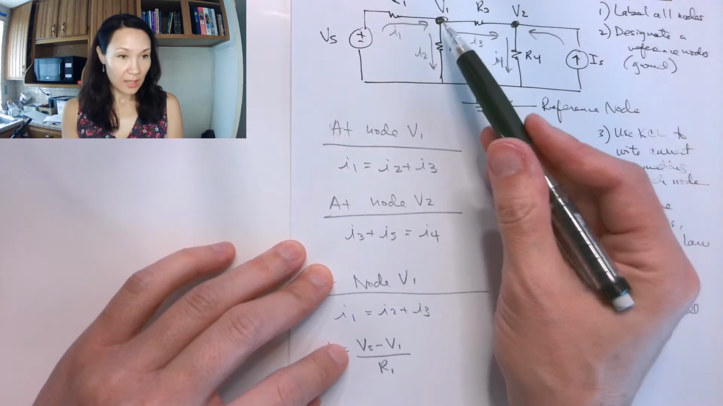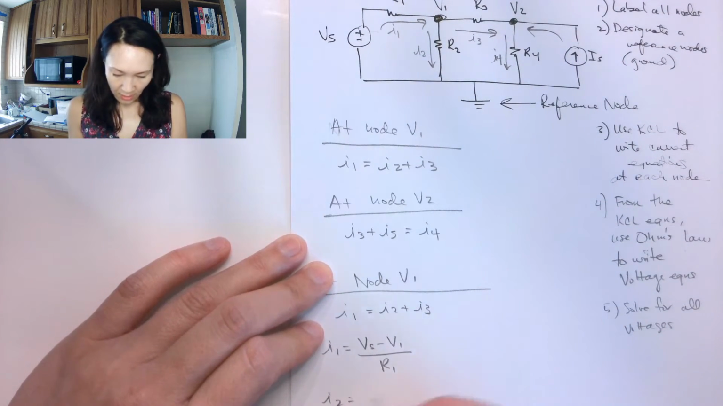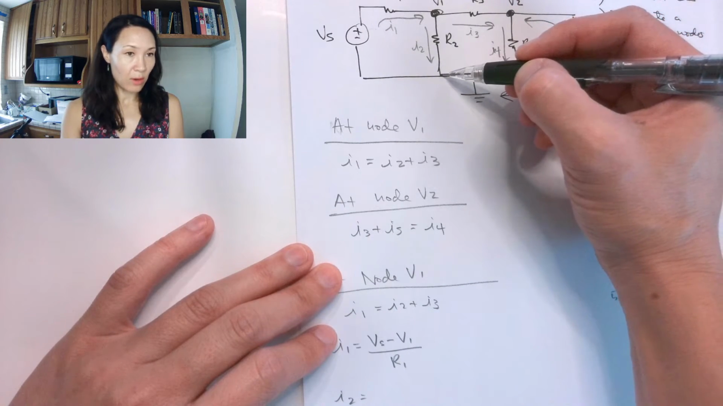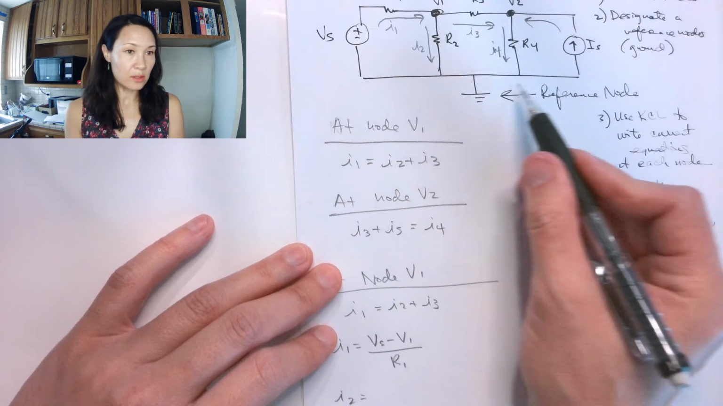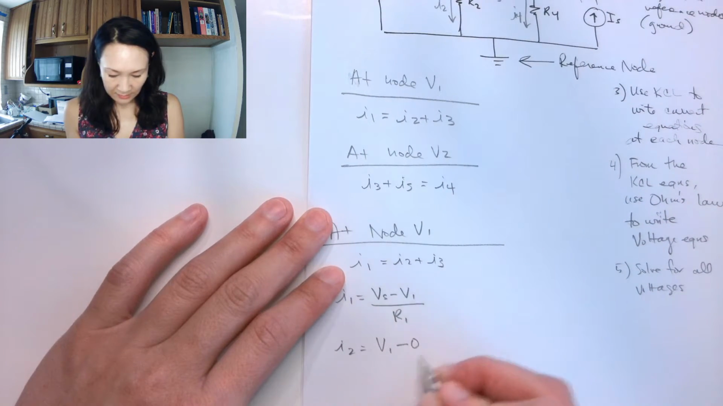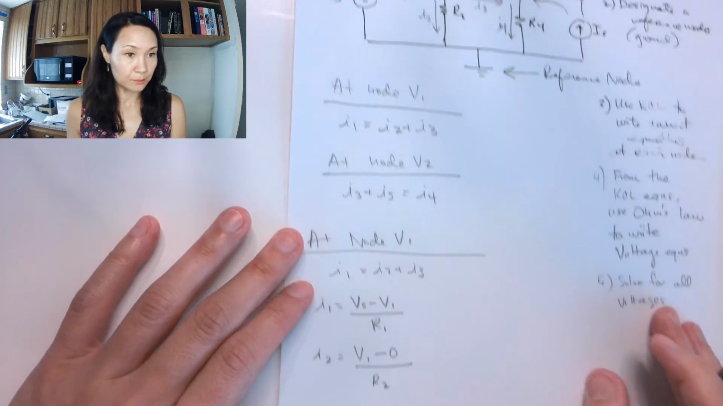I'm going to replace I2 with V1 minus my reference node. The voltage at my reference node is just 0. So this is going to be V1 minus 0 over the resistor between, which is R2.